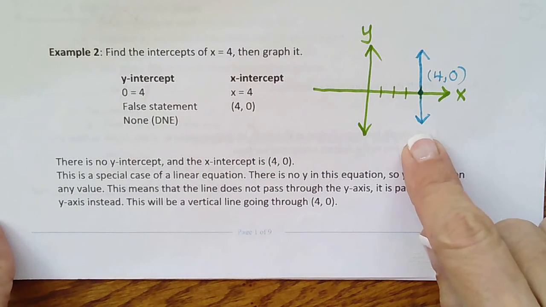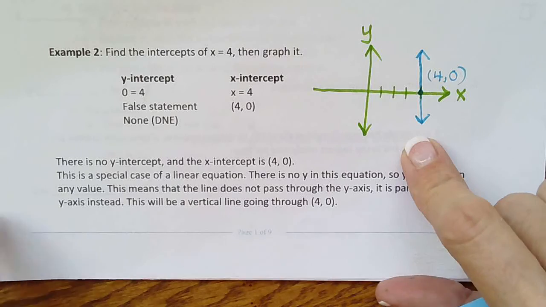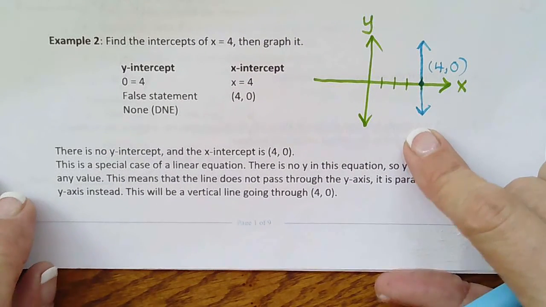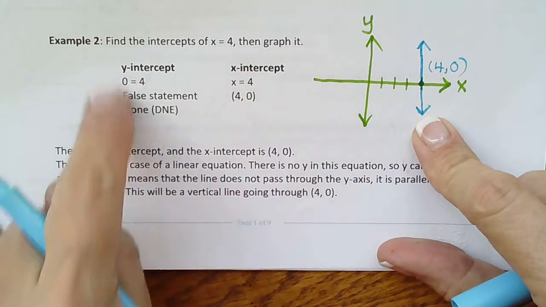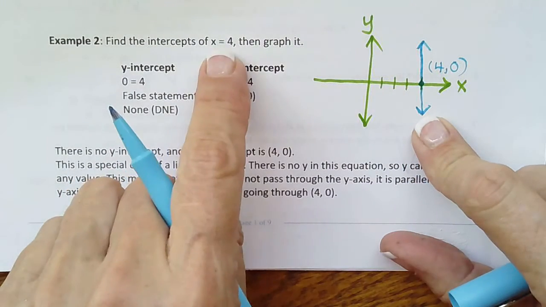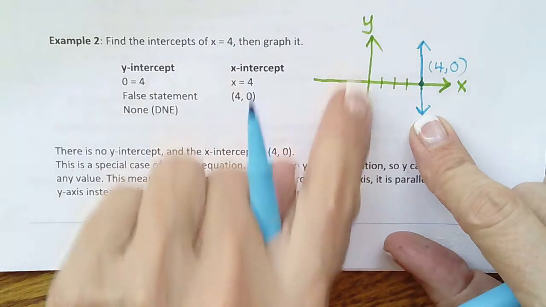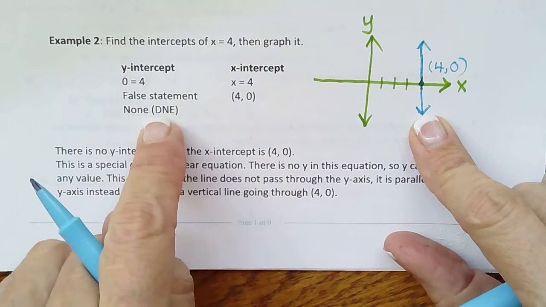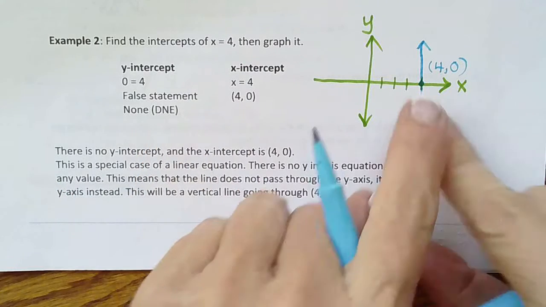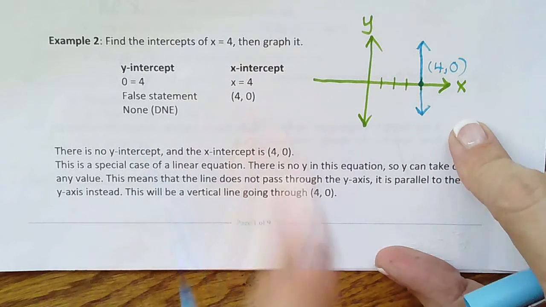You can draw the picture, which you have to draw in the final anyway, and in your Chapter 7 test, so you need to get good at drawing it. So you really don't need to do anything when it's special cases. You can just answer the questions from the graph. It never crosses the y, so we say no y-intercept or does not exist. It crosses the x-axis at 4, 0.